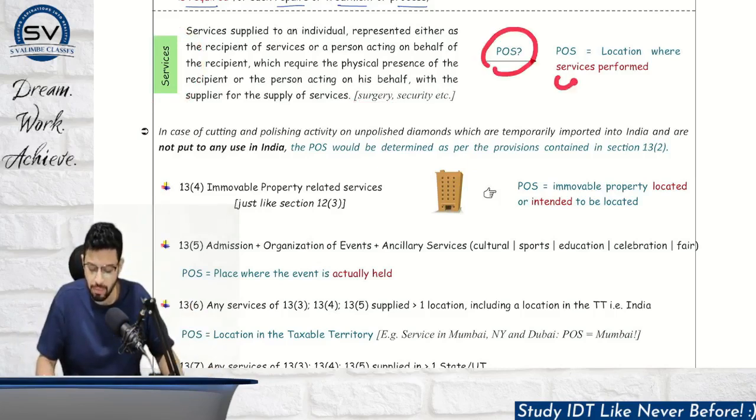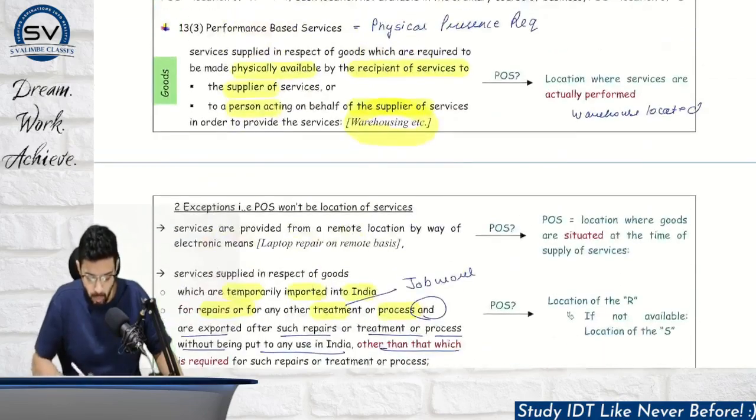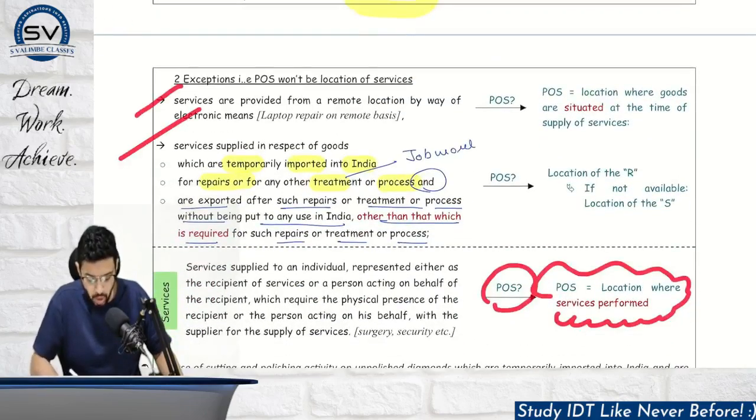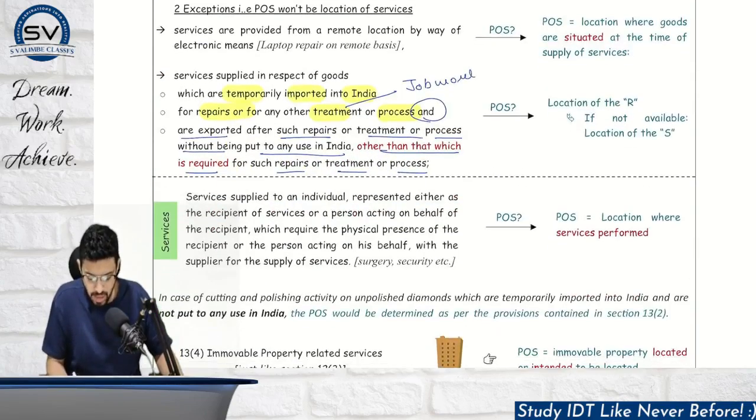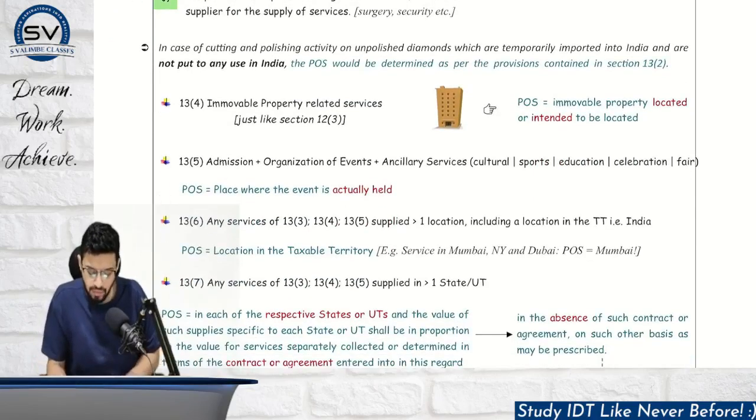Here, the place of supply shall be the location where services are performed. So this was our first point. These were two exceptions with respect to goods. And with respect to services, this was our point number B. Now there was one specific note, a clarification.